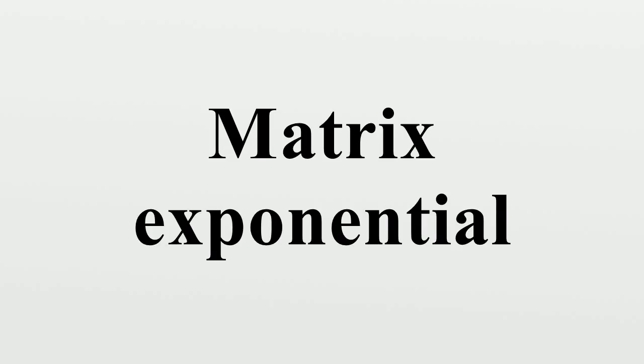Diagonalizable case. If a matrix is diagonal, then its exponential can be obtained by exponentiating each entry on the main diagonal. This also allows one to exponentiate diagonalizable matrices. If A equals UDU minus 1 and D is diagonal, then e^A equals U e^D U minus 1. Application of Sylvester's formula yields the same result.